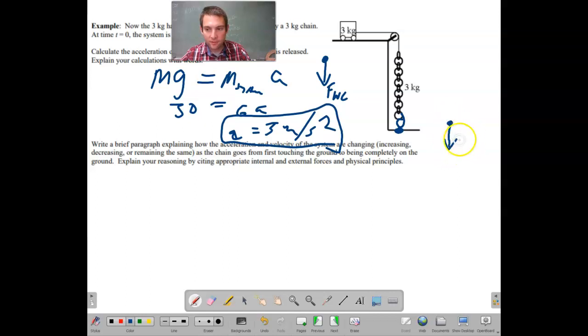So we still have the weight of the chain, so we still have Fw pulling it down, and then down here, we're also getting this normal force. And with each link that touches the ground, our normal force is going to increase. Right? Exaggerated there to show the effects. But what's that going to do to the acceleration? Acceleration is going to decrease.